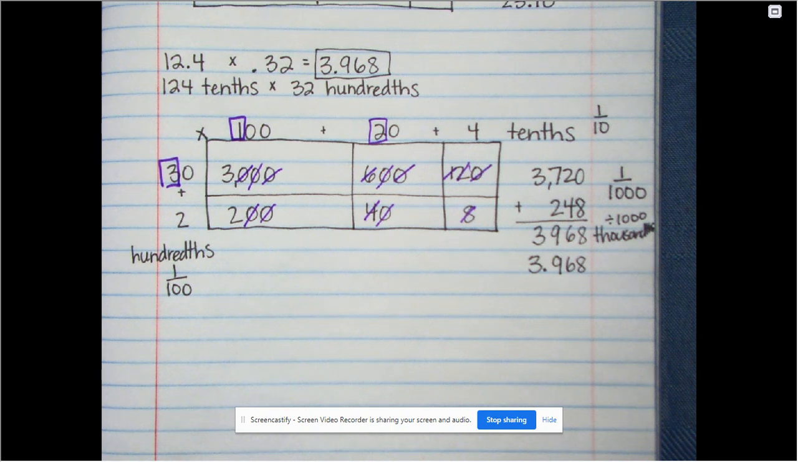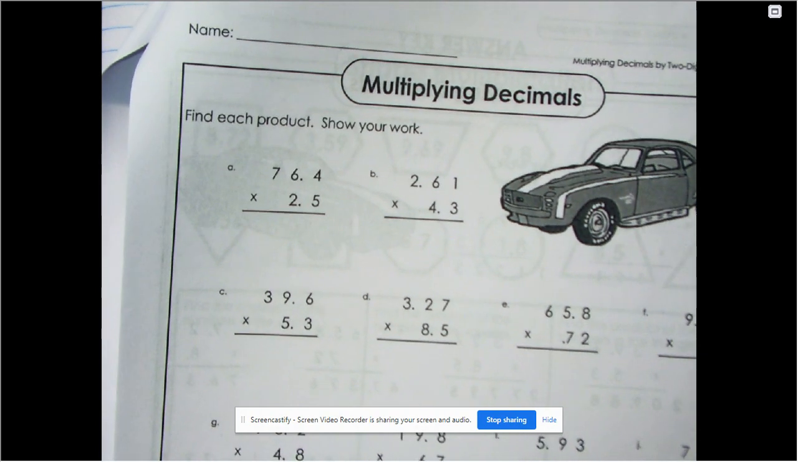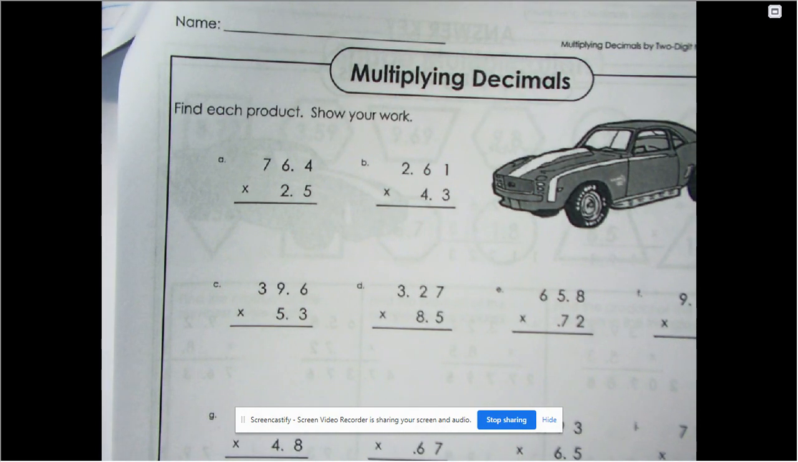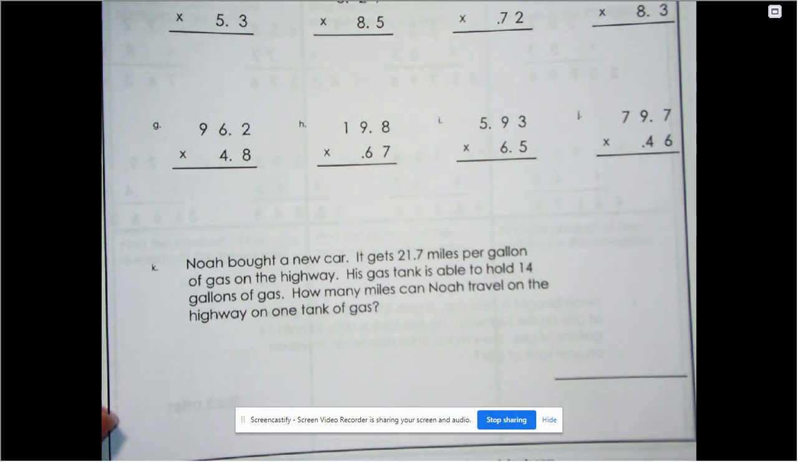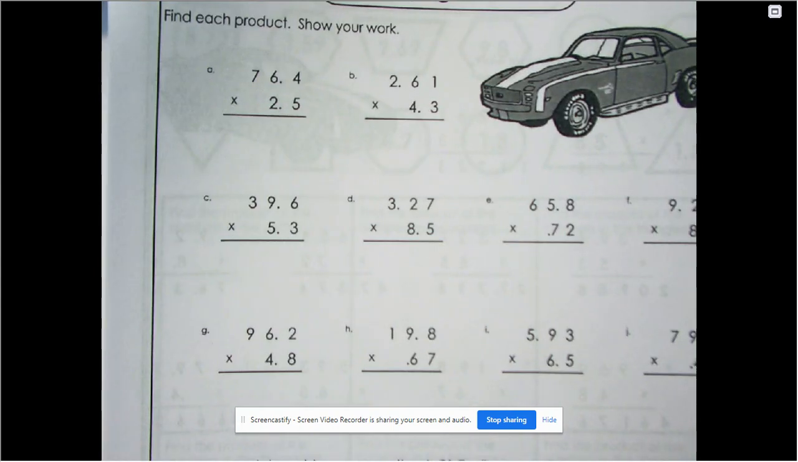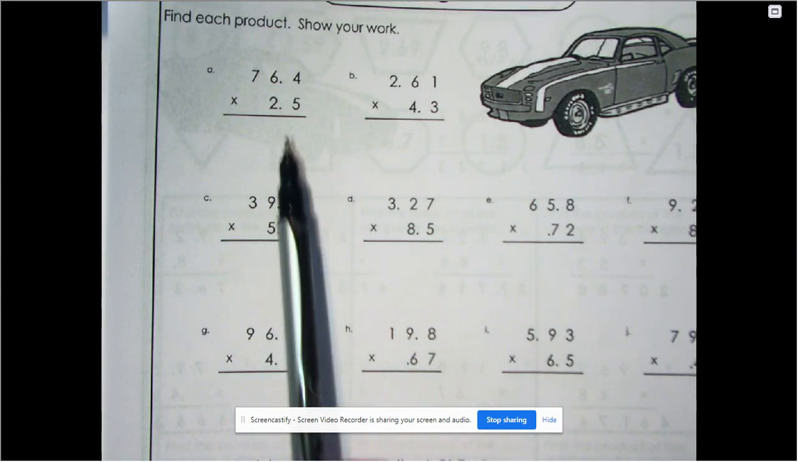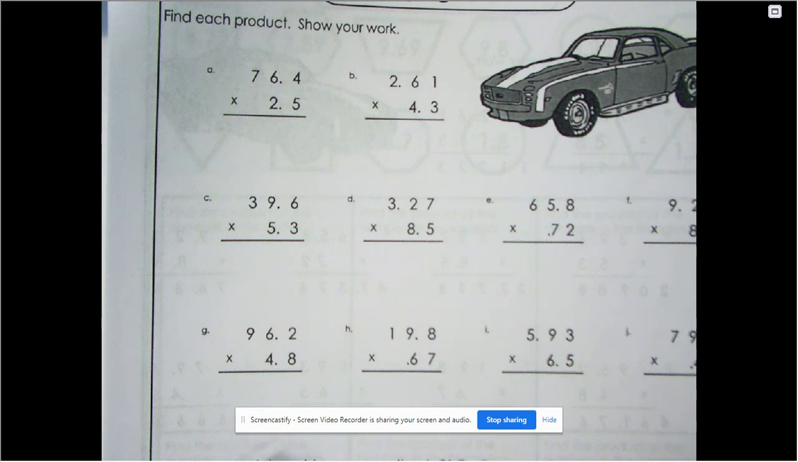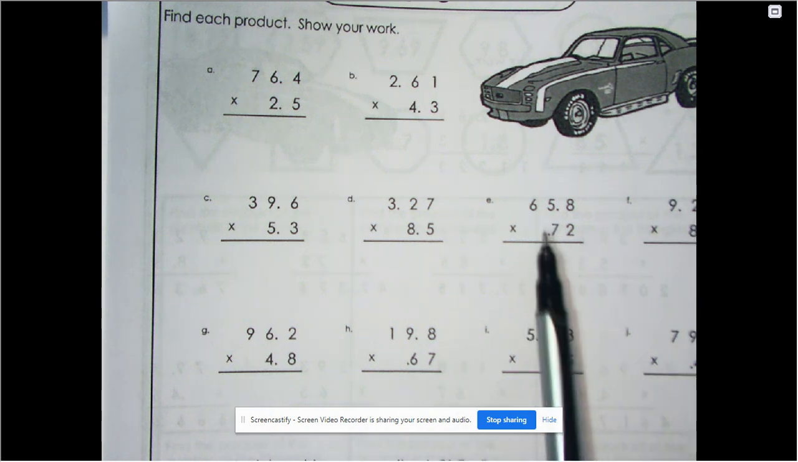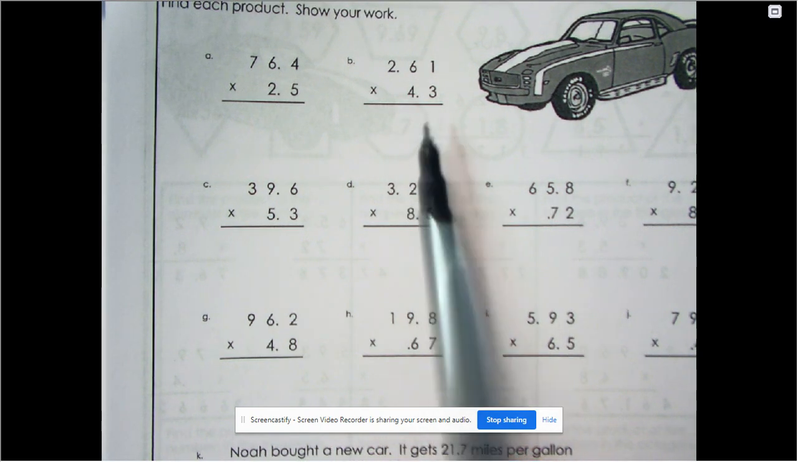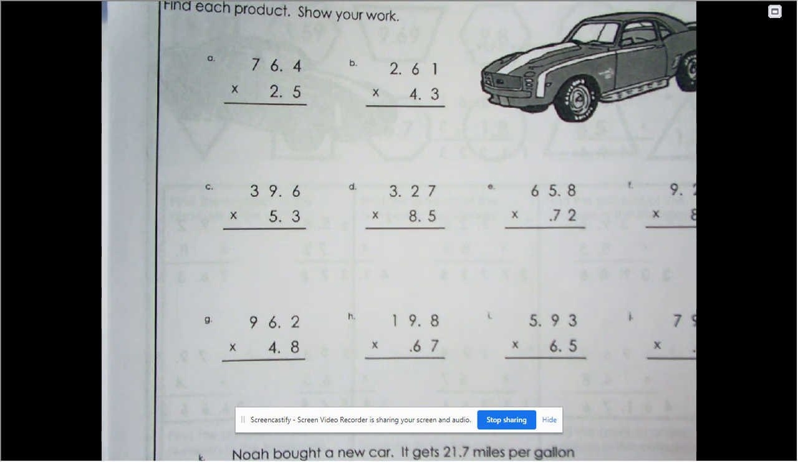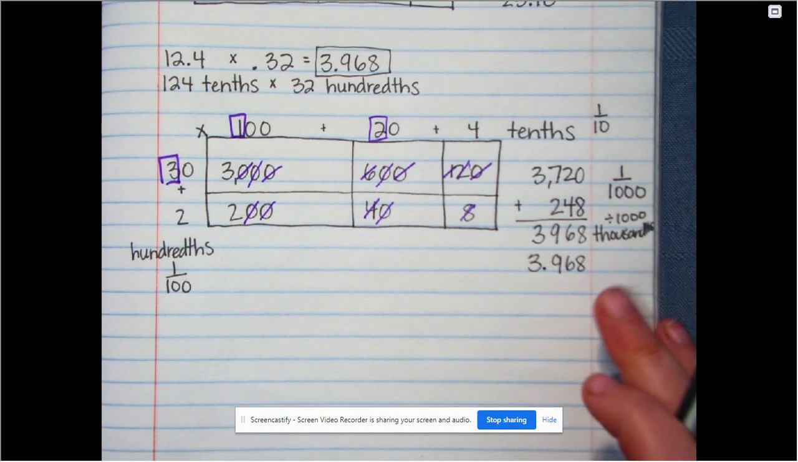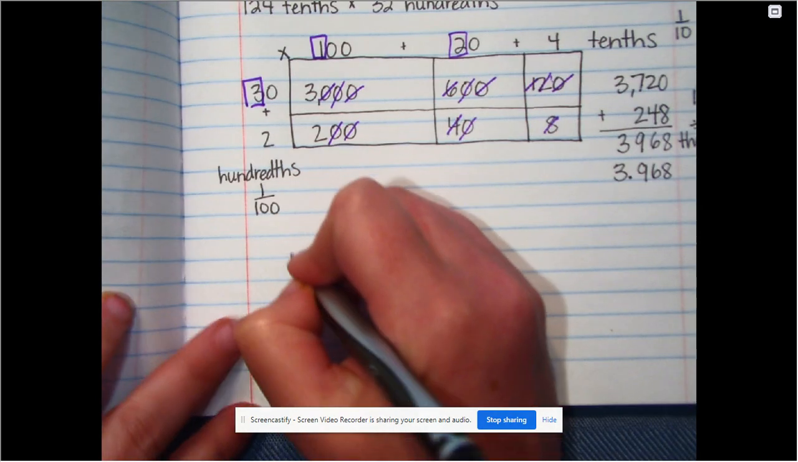Okay, so now what I'd like you to do is you're going to take out the same packet, and this time you're going to complete answers on page 4 in your packet, so it should look like this. And you're going to practice 5 more problems, one of which should be the word problem at the bottom. So choose 4 other problems and try and get a mix of multiplying tenths times tenths, multiplying tenths times hundredths, or hundredths times tenths. So try and mix up the ones that you're choosing so that you get a little bit of practice of everything.